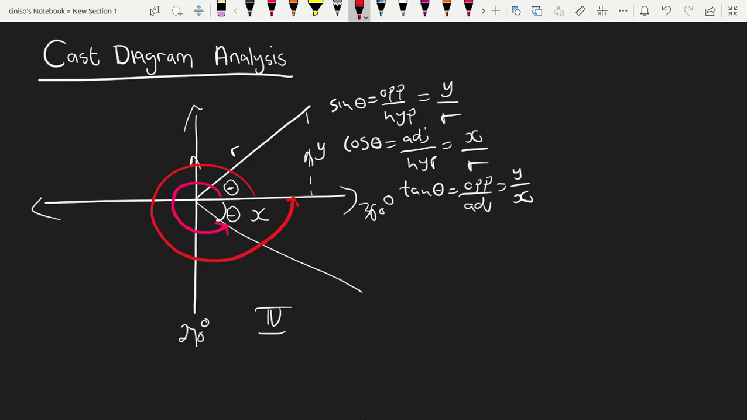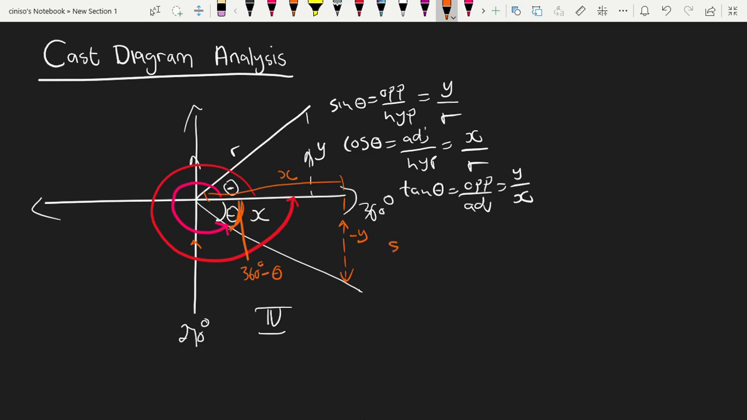So meaning that our triangle will be this one with an angle here of 360 degrees minus theta. This angle here will be 360 degrees minus theta. So now let's look at this. So this here will be a negative y because it's parallel to the y-axis, so it's negative y. And this here will be your x, which is positive.